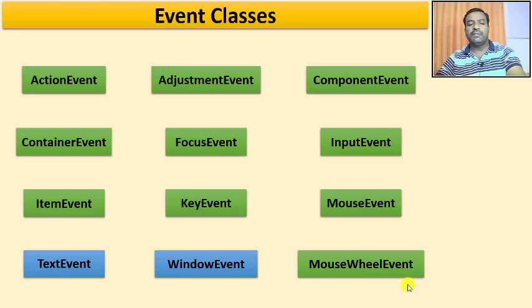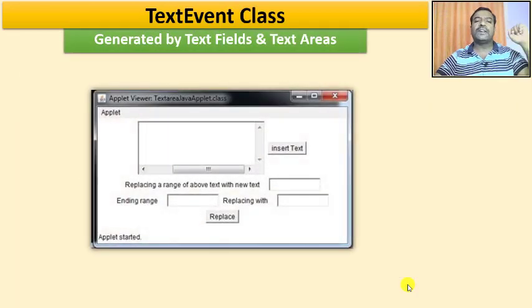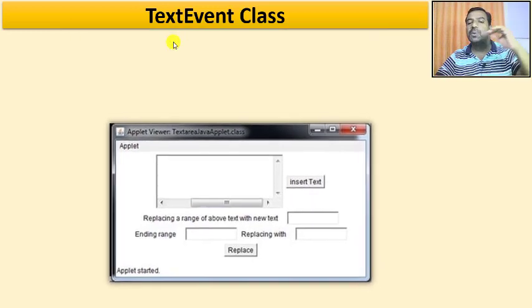This is the MouseWheelEvent. And if I talk about the TextEvent, it is generated whenever you make use of the text field, something like this, or when you use the text area. Whenever you activate and start typing in a text field or text area, the text event will be generated and should be handled.